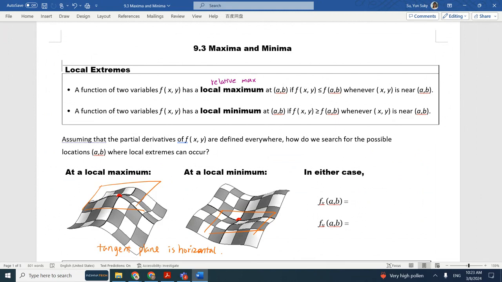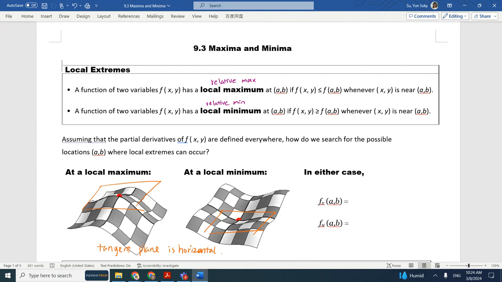Okay? And a local minimum is also called a relative minimum if f of x, y is greater than or equal to f of a, b, where x, y is near a, b. So this point is the local minimum. It is the lowest point for the points near it. Is that okay, everybody? Yeah, so same idea as we learned in Applied Cal 1. Now just increase the dimensions.